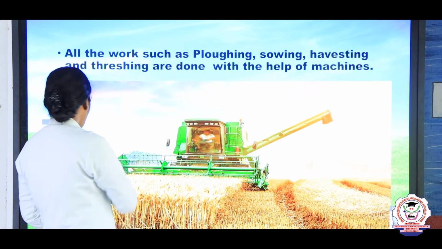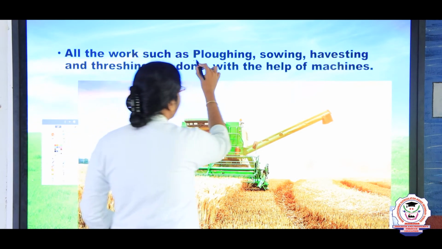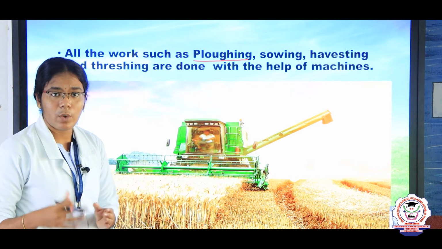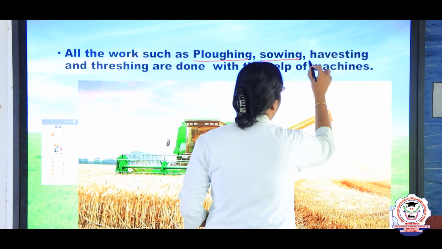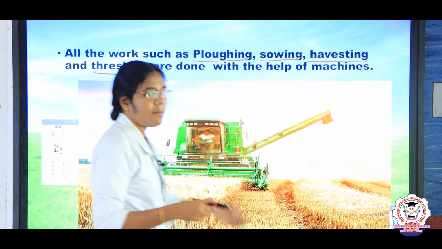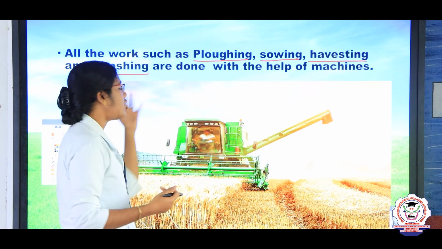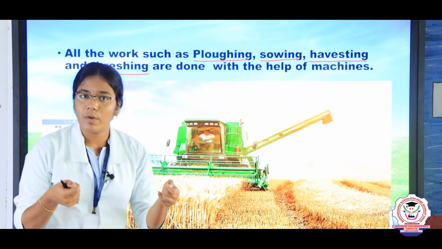So the major occupation we have discussed is agriculture. Ploughing means turning the soil. Sowing is sowing seeds. Harvesting means cutting. Threshing means separating the grain from the crop, like winnowing paddy. Have you seen that?